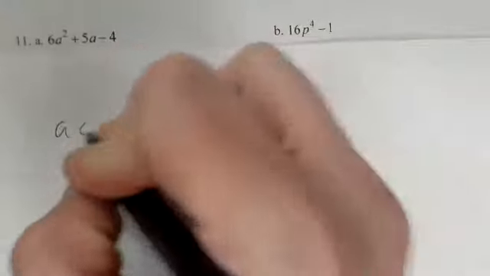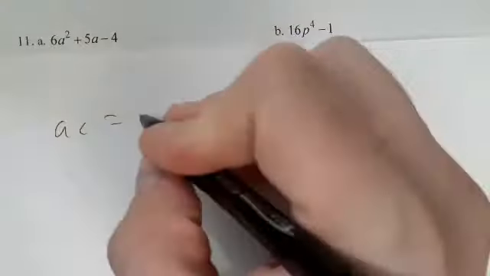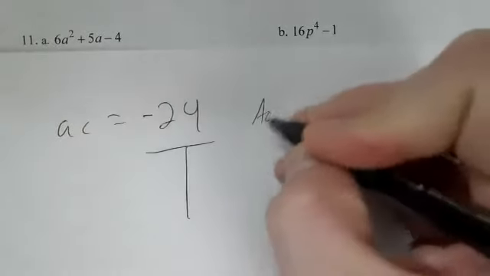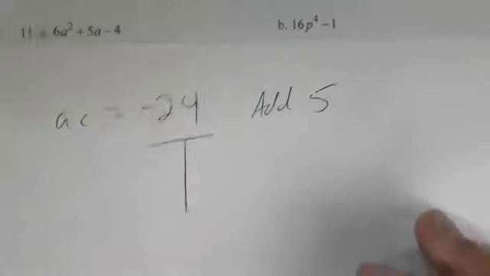A times C. 6 times minus 4 minus 20, which is 5.